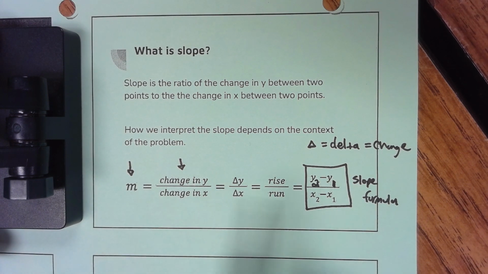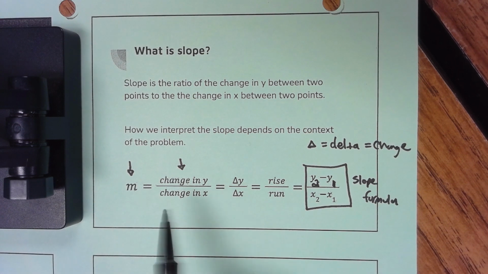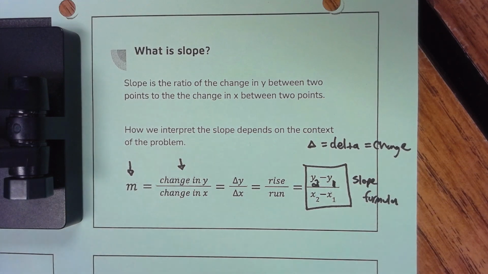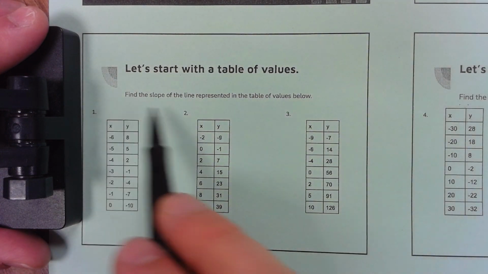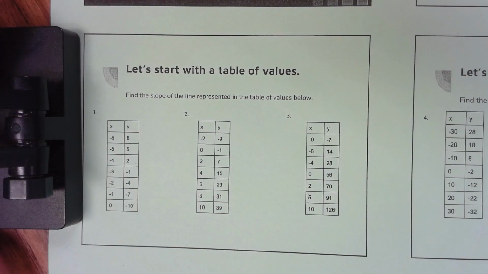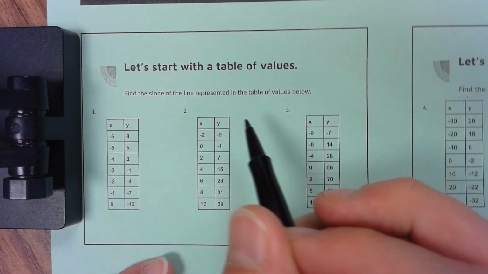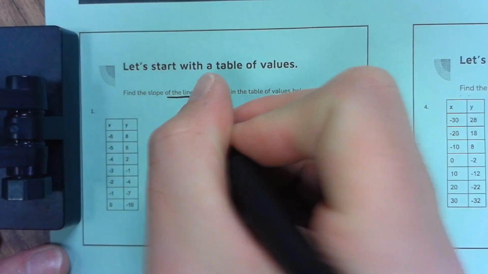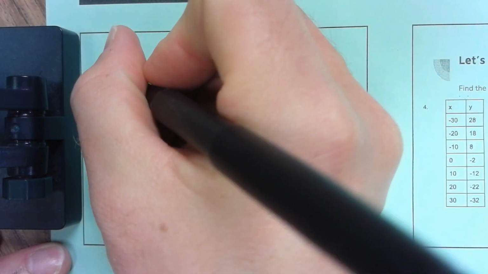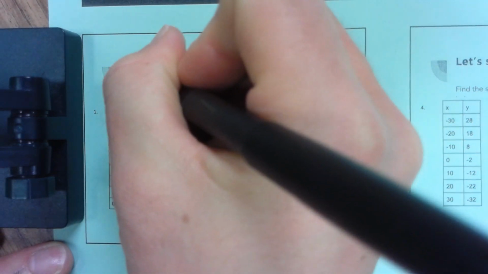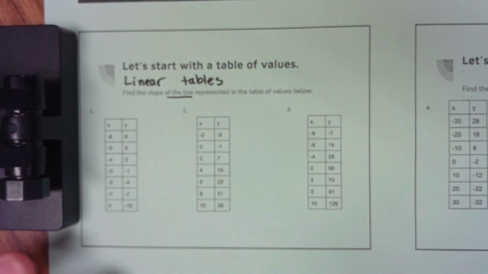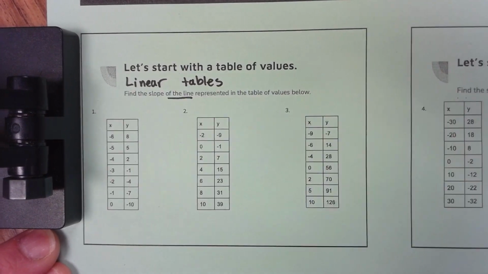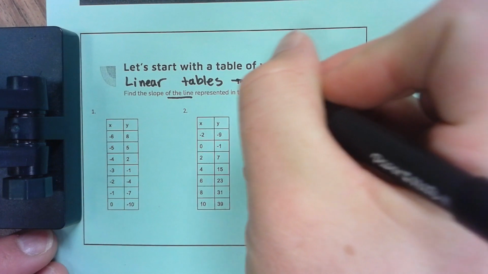Now, how we find slope, okay, we're going to do something along these lines, but it all depends on what information we are given. Okay, so we're going to start with a table of values, and our task is to find the slope of the line represented in the table of values below. Well, this is suggesting to us that this is a line, and thus these are linear tables. So let's make a note of that. So if they're linear tables, or if we are given that it is a line or a linear function, then the slope is constant.